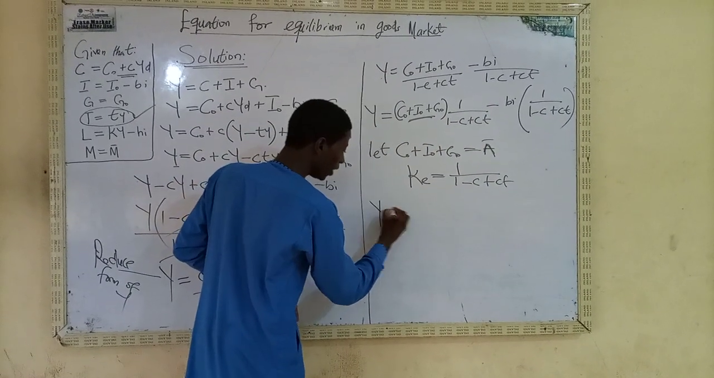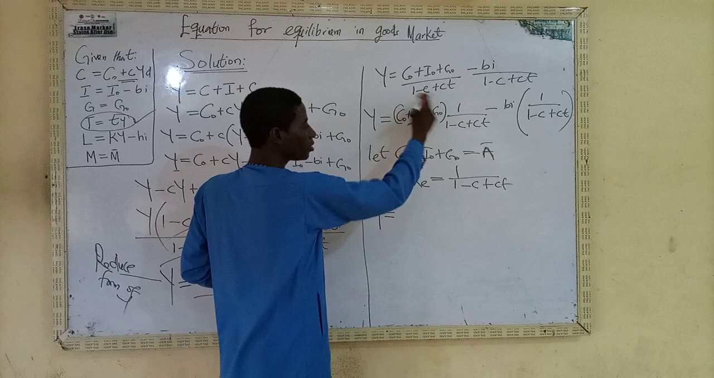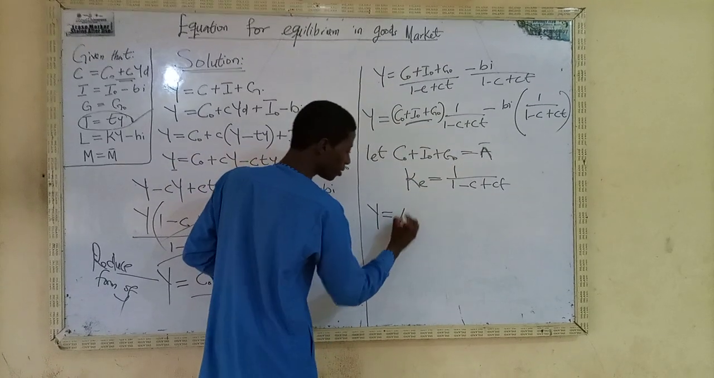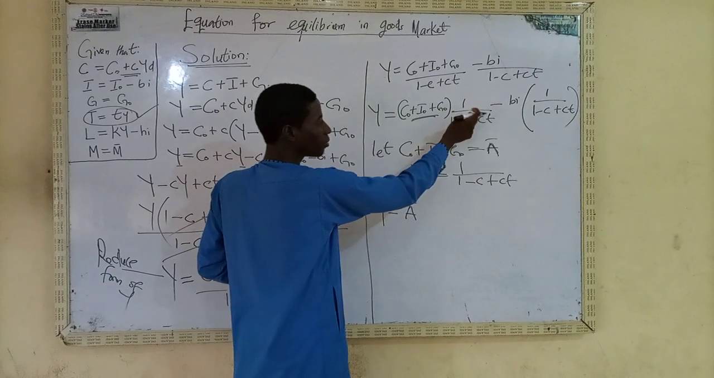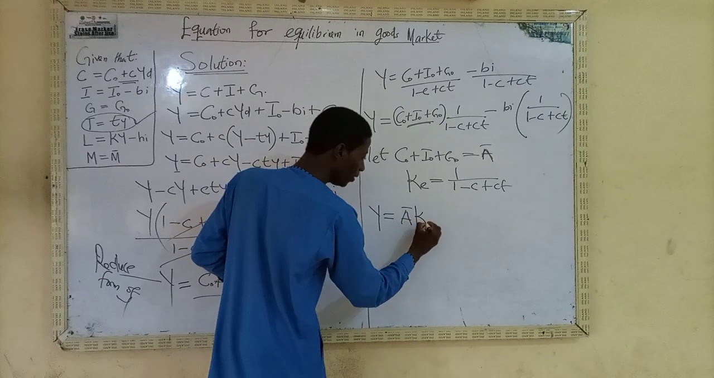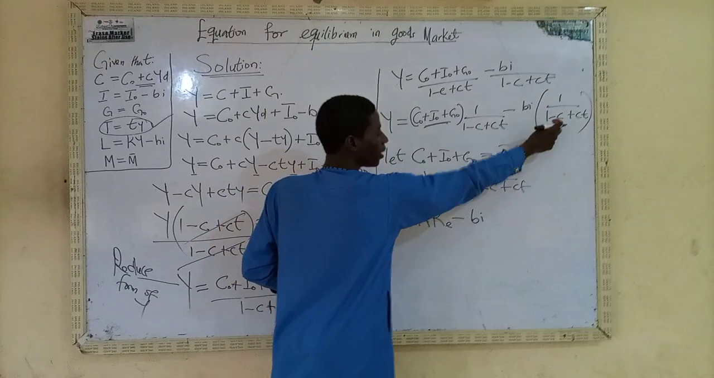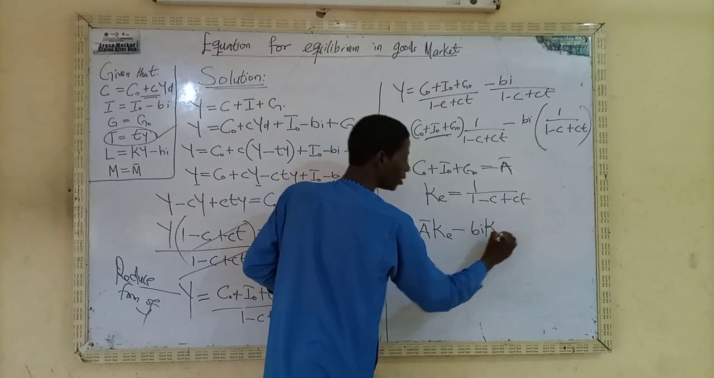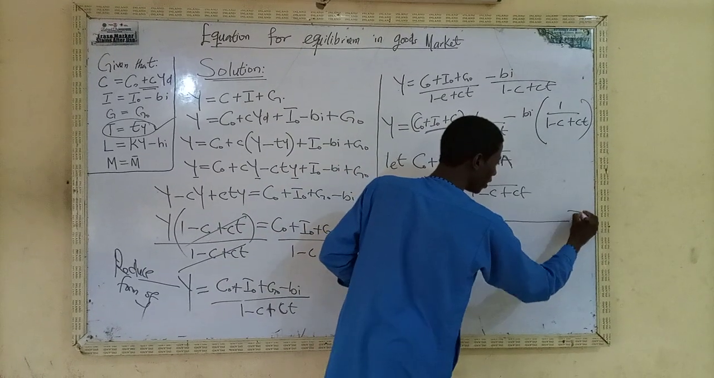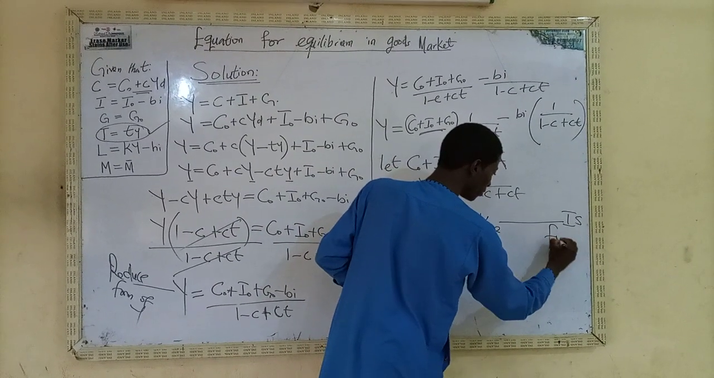Therefore, our Y will now be equal to A bar times the multiplier Ke, minus bi times another multiplier, that is our Ke. Now, this is our IS function.